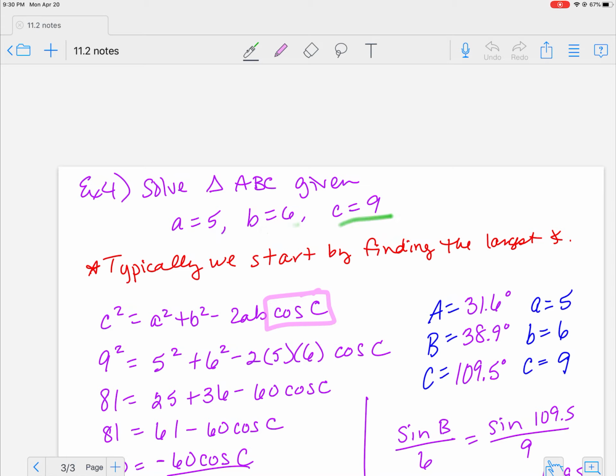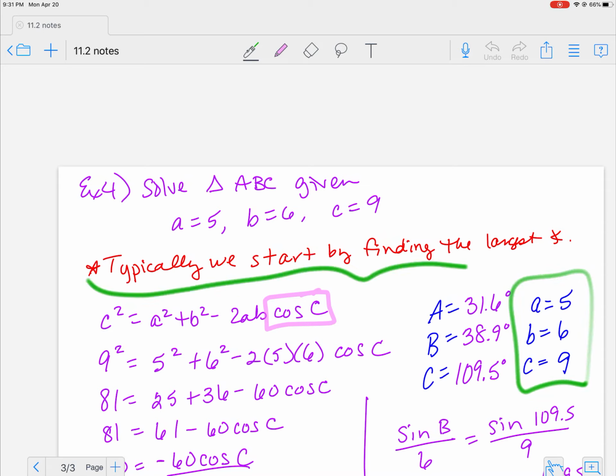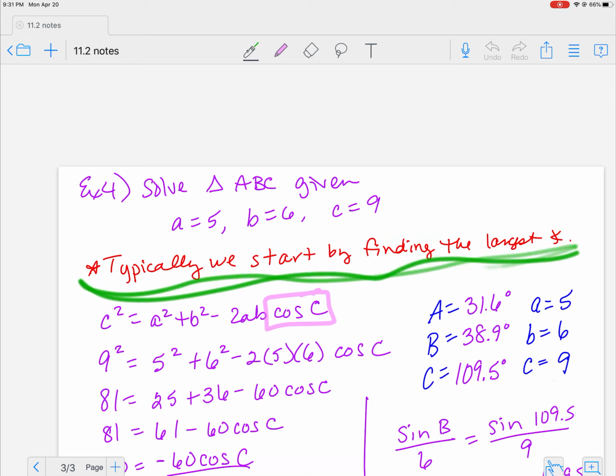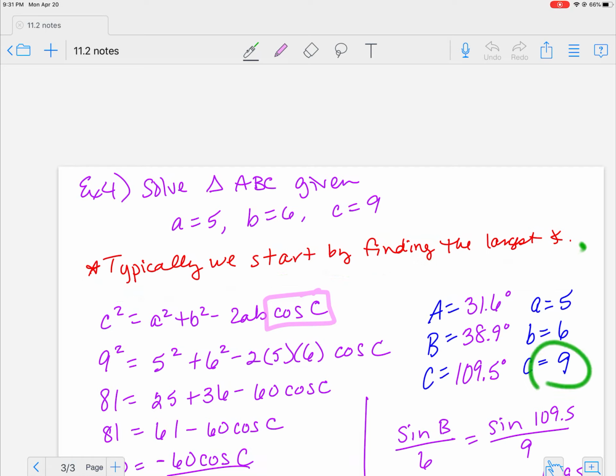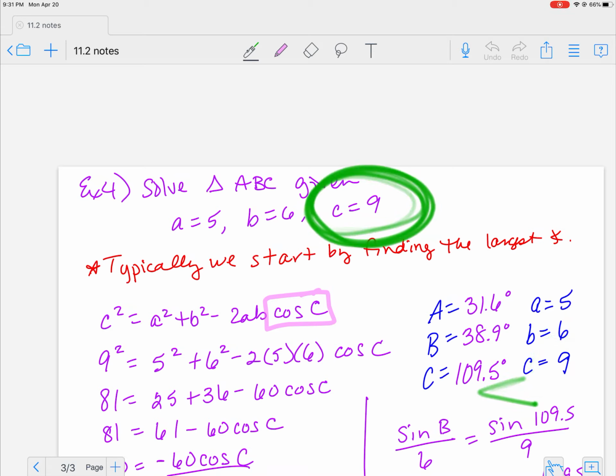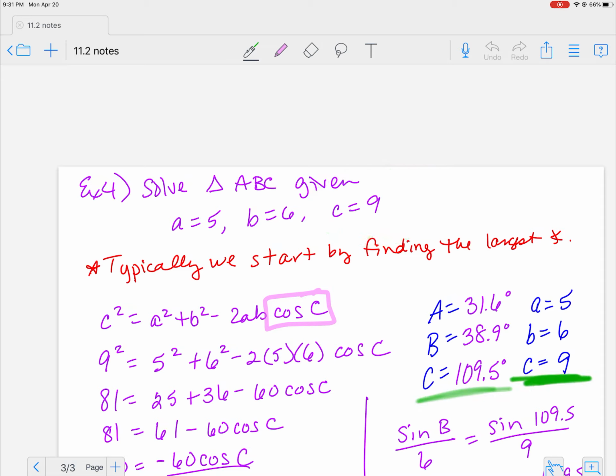Here, I don't have any angles at all. This is the side, side, side situation. So all I know are my three sides. Typically, we start by finding the largest angle. Now, how am I going to know what the largest angle is? Yes, good. It's the largest side. Remember, they match up. So if I have my largest side here of 9, then my largest angle is going to be associated with that largest side.